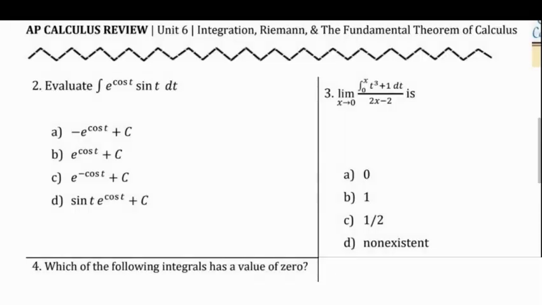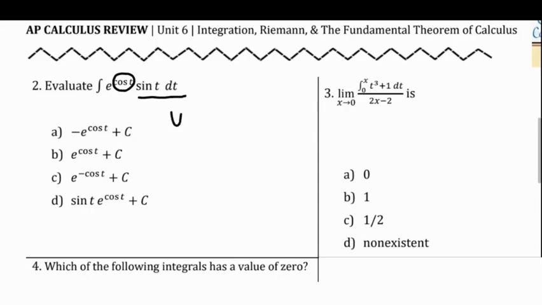Hey, different cranky classmate here, and we're going to go over some multiple choice practice for this unit. So first thing, we're asked to evaluate this integral. So the first thing I see is that I have a sine t being multiplied with the dt, and then I also have a cosine t up here.